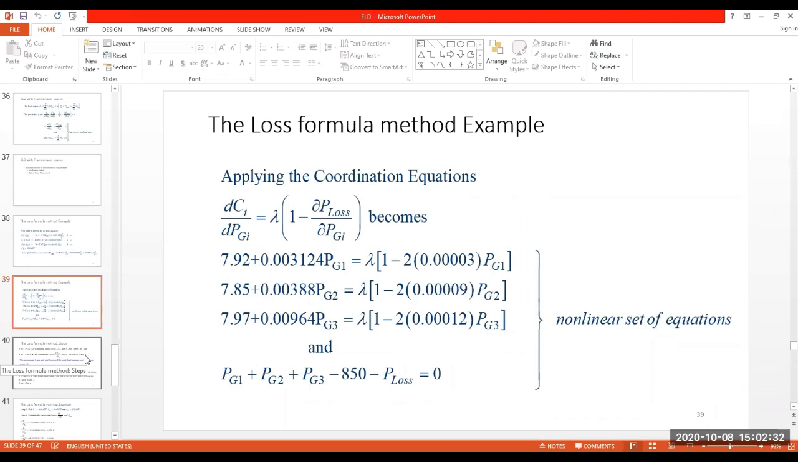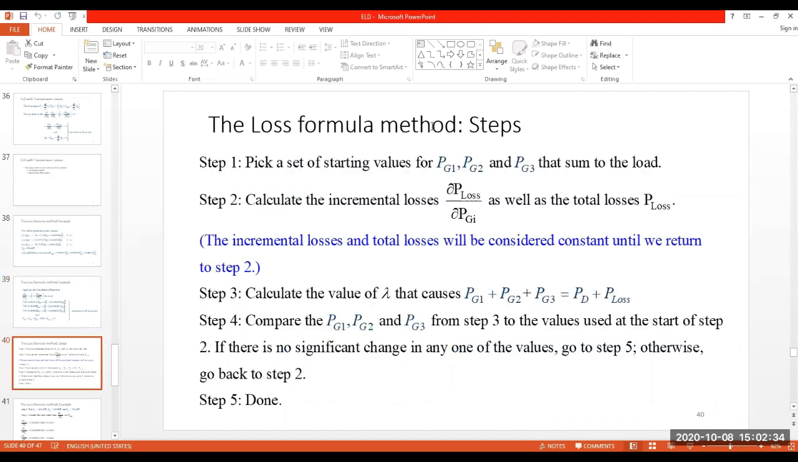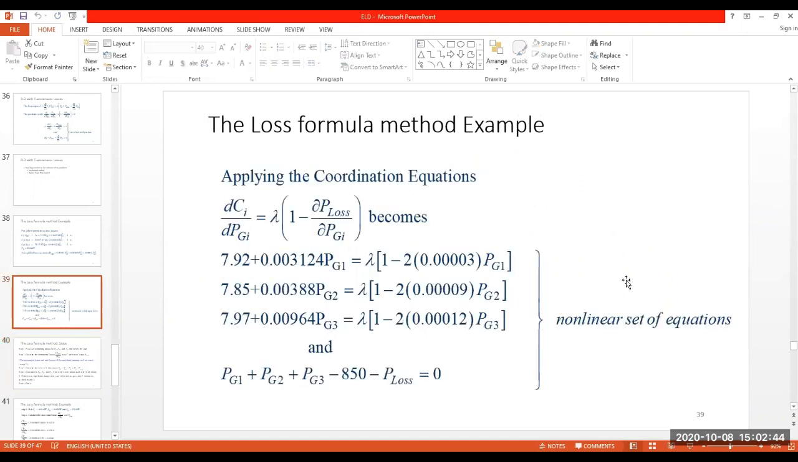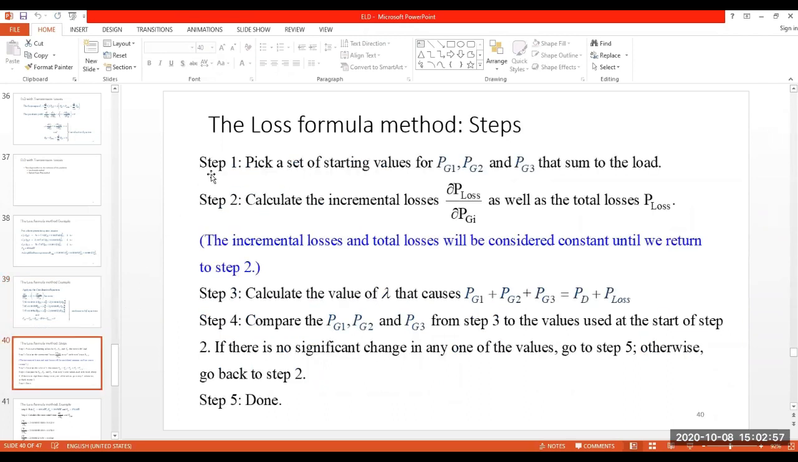One such technique is your loss formula method, which we will take today as an example solution of this sort of problem. The loss formula method helps us to solve this sort of nonlinear set of equations for the economic load dispatch problem. Another way to solve this is optimal power flow, which, as I said earlier, will be taken later on. So let's go through the steps of how to do this. Remember, this is some sort of iterative technique.